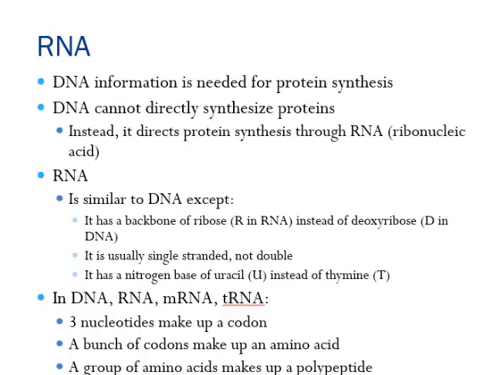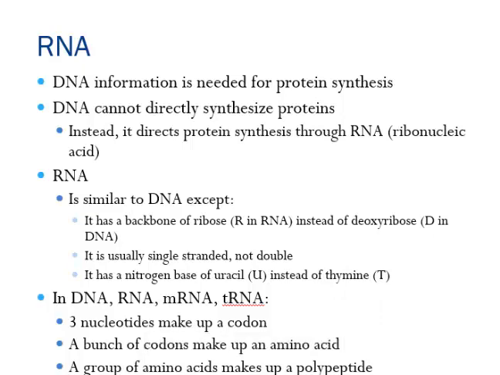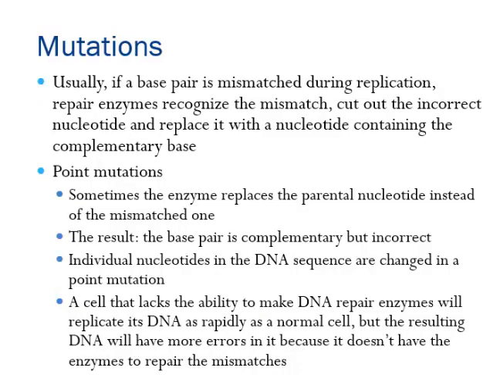An amino acid is the building block of proteins in general, and a three-base sequence is called a codon. The reason it's called a codon is because it encodes one amino acid. When you get a whole bunch of amino acids together, they make a polypeptide, which, as we learned earlier in the course, is really the same thing as a long protein chain.